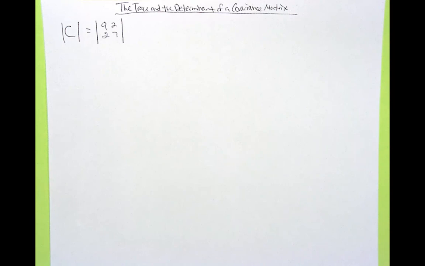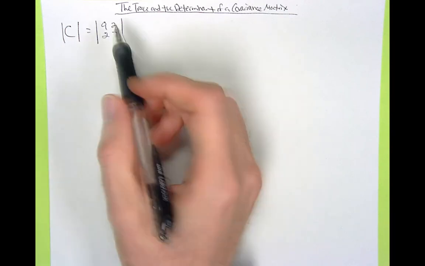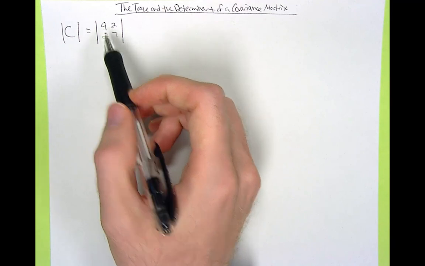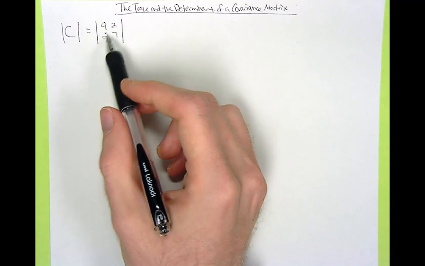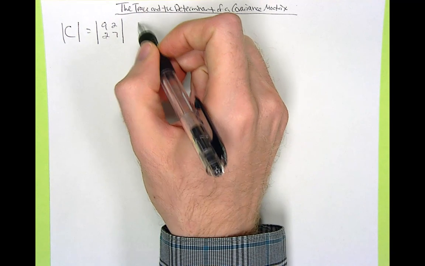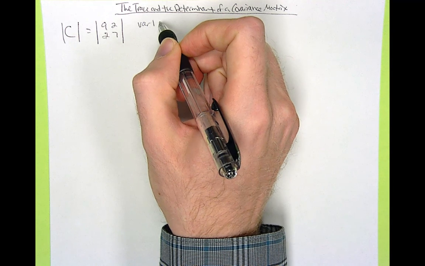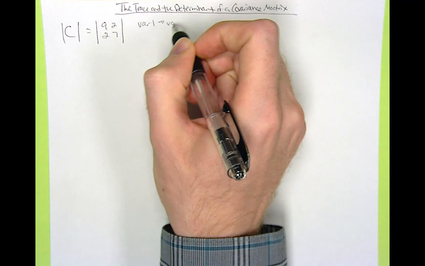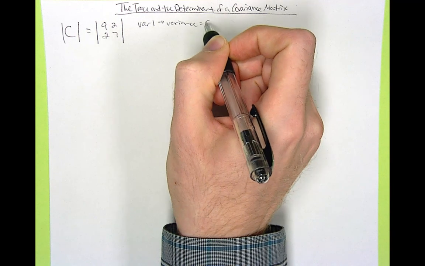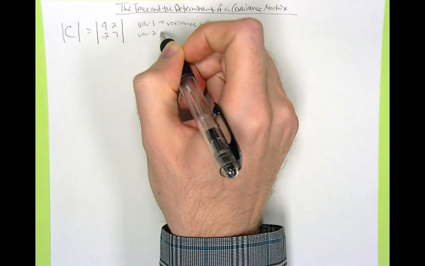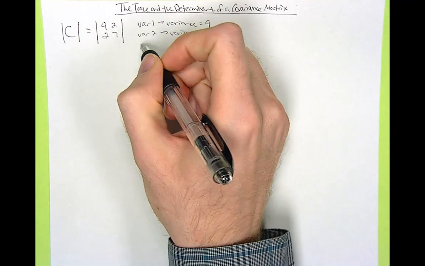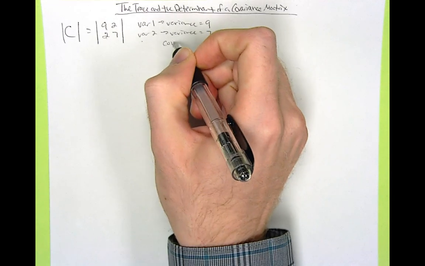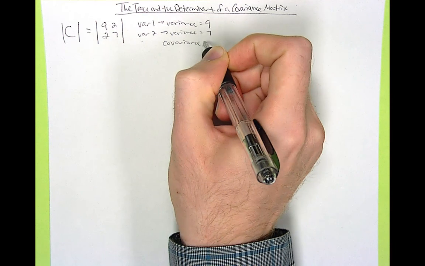But we know from this that the variance of variable 1 is 9, and the variance of variable 2 is 7, and the covariance is 2. So I'm going to write that here. Variable 1, the variance is equal to 9. Variable 2, the variance is equal to 7, and the covariance we can see is 2.